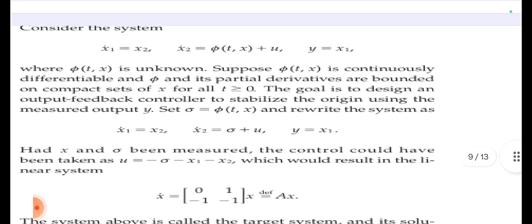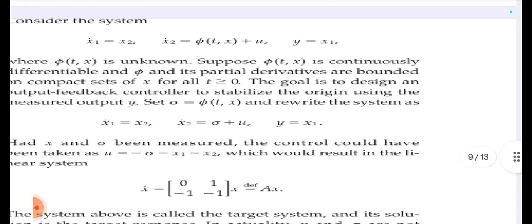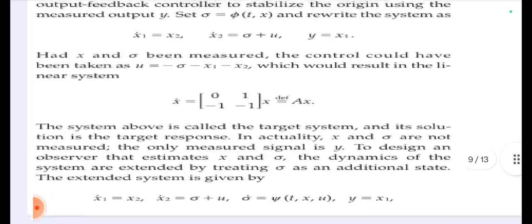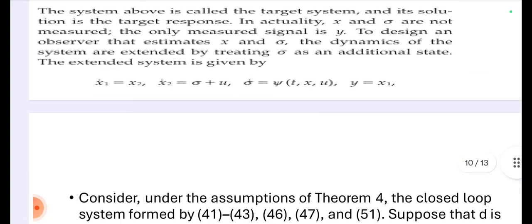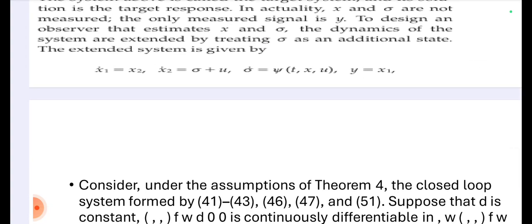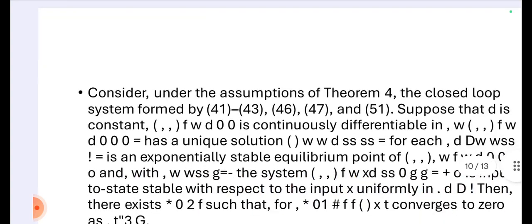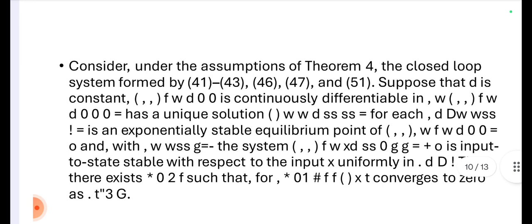So here we can see the system example: ẋ1 = x2, ẋ2 = φ(t, x, u) + u, y = x1. Here the matrix A = [0 1; -1 -1], ẋ1 = x2, ẋ2 = σ + u, where σ = φ(t, x, u), y = x1, considered under the assumptions.